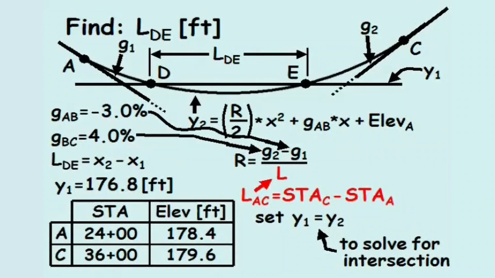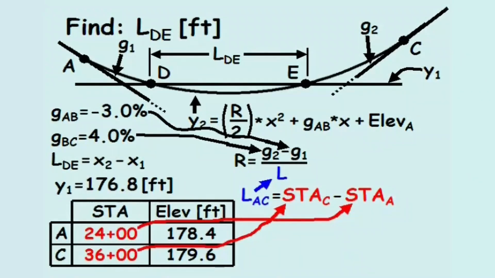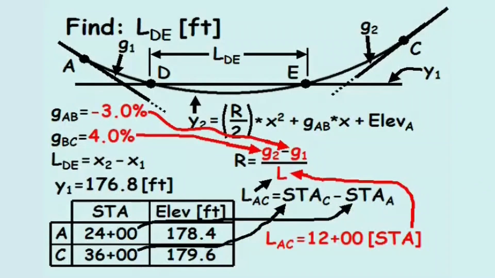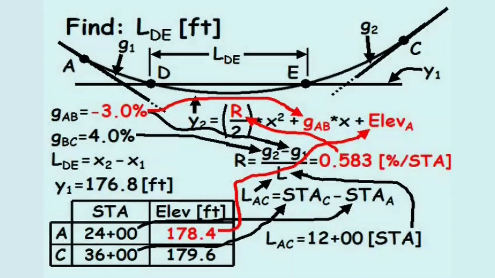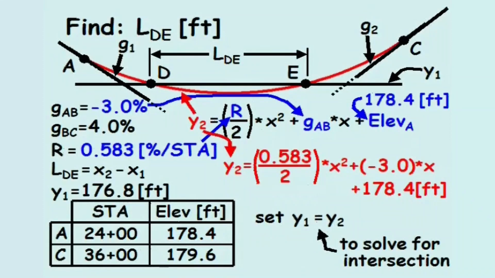After plugging in these given station values, 3,600 feet minus 2,400 feet equals 1,200 feet, or 12 stations. Substituting in this length and substituting in the two grades, the rate change in slope equals 0.583% per station. Plugging this value in for R, as well as GAB and the elevation at point A, we now have our equation for y2, where x is in stations and y is in feet.